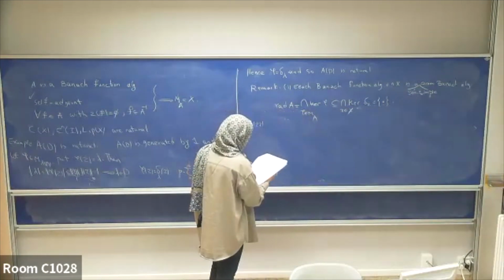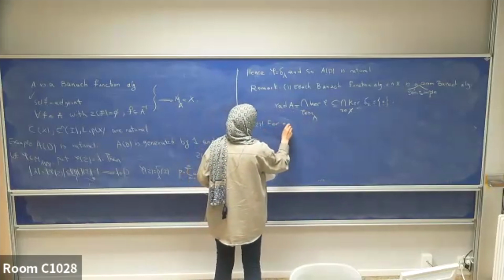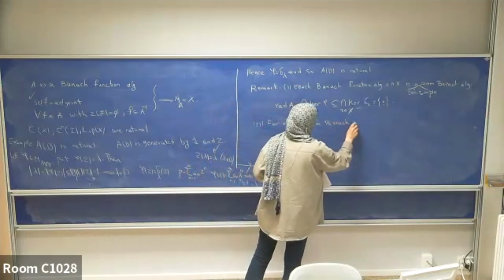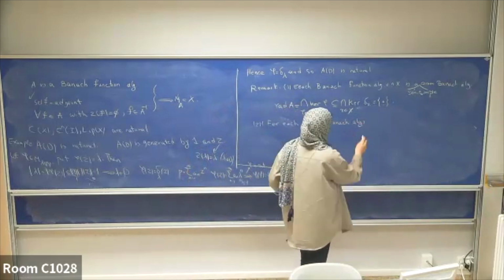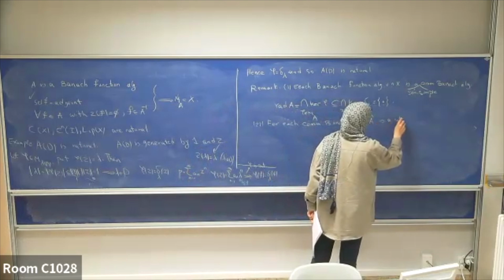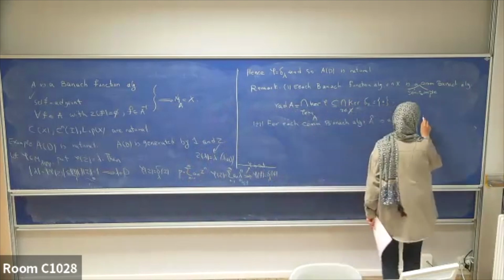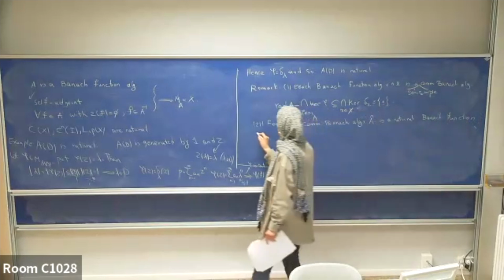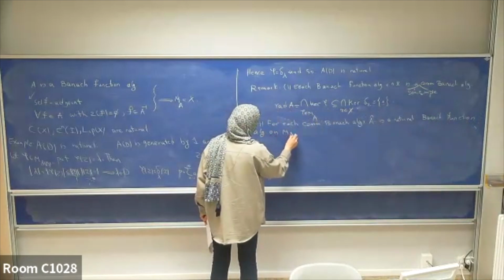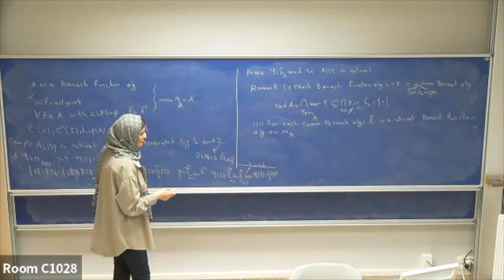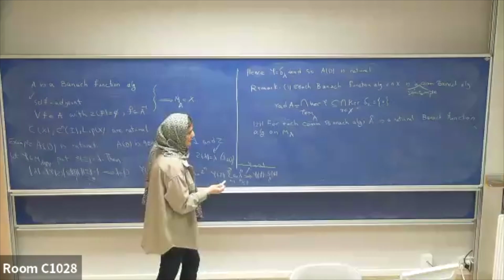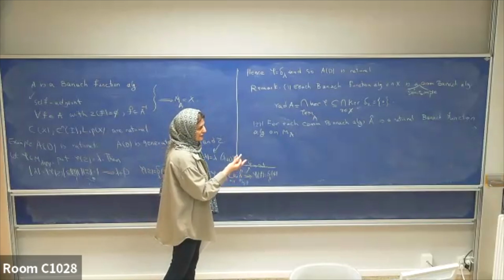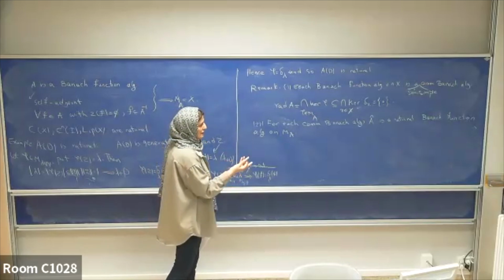The second part: for each commutative Banach algebra, A hat is a natural Banach function algebra on M of A. Of course, it separates the points, so it's a function algebra, and we just need to say this is really Banach, with a norm, and of course it's natural.